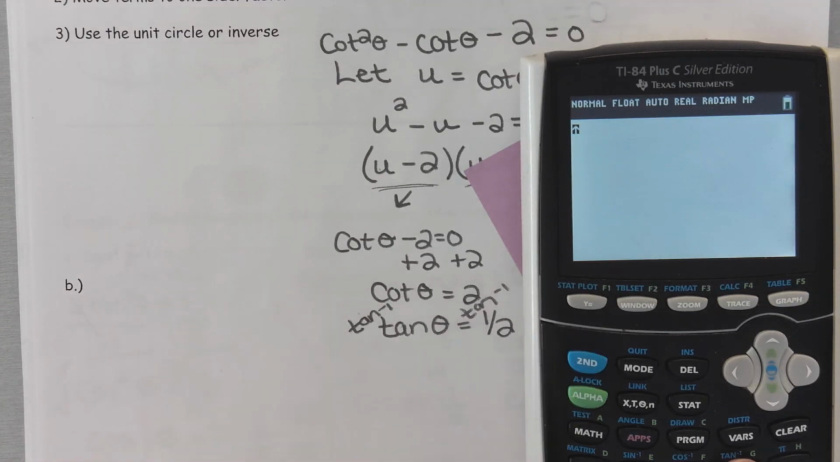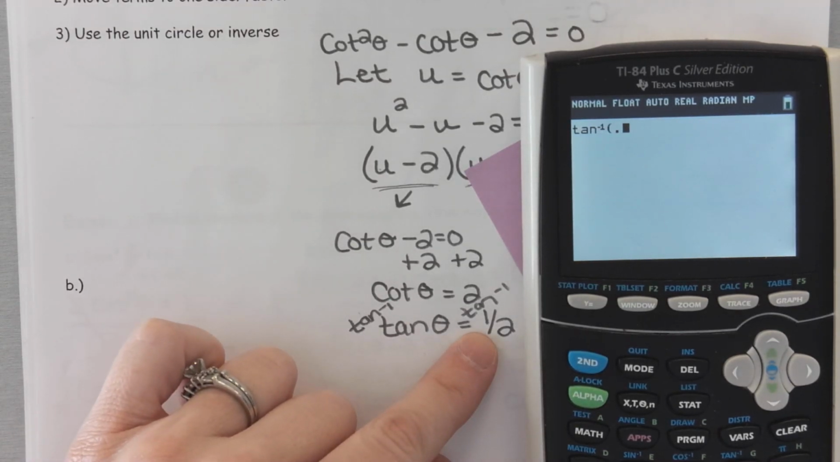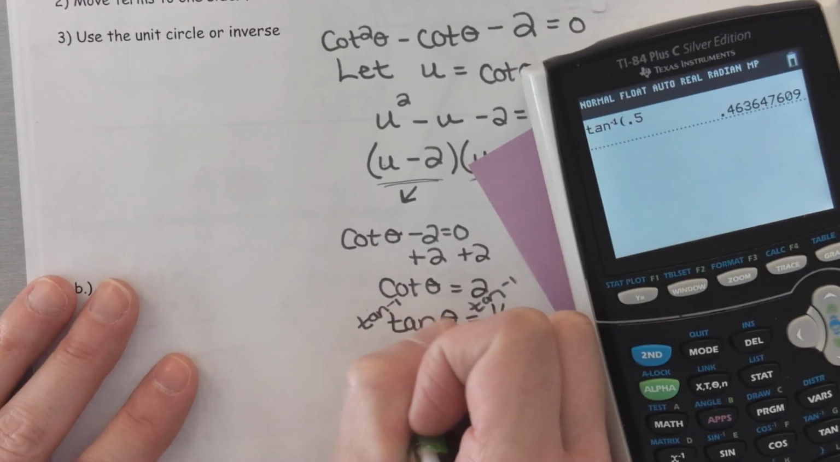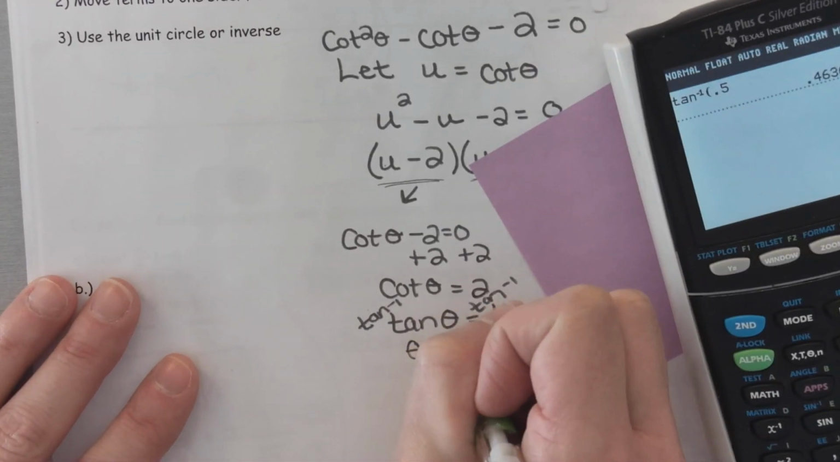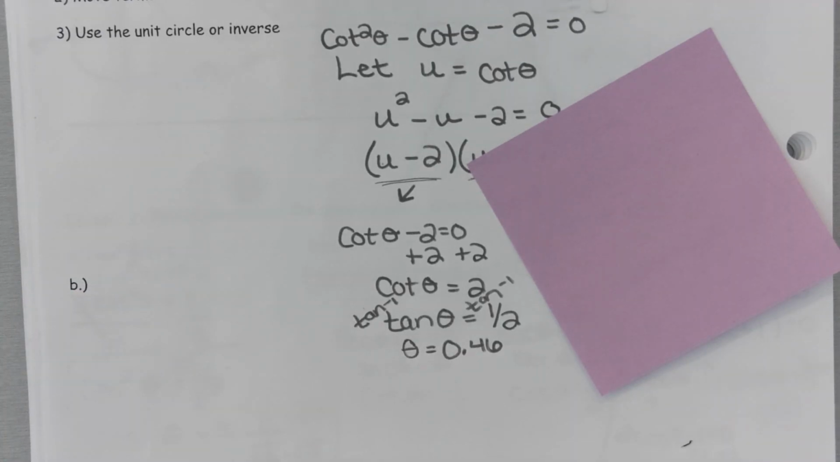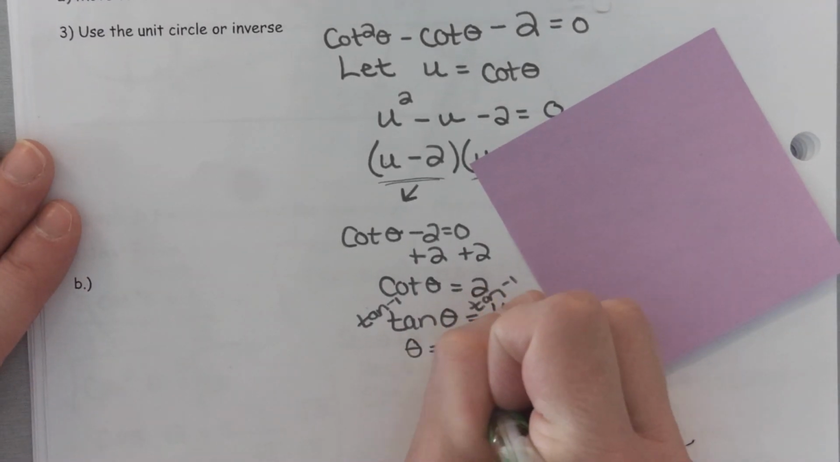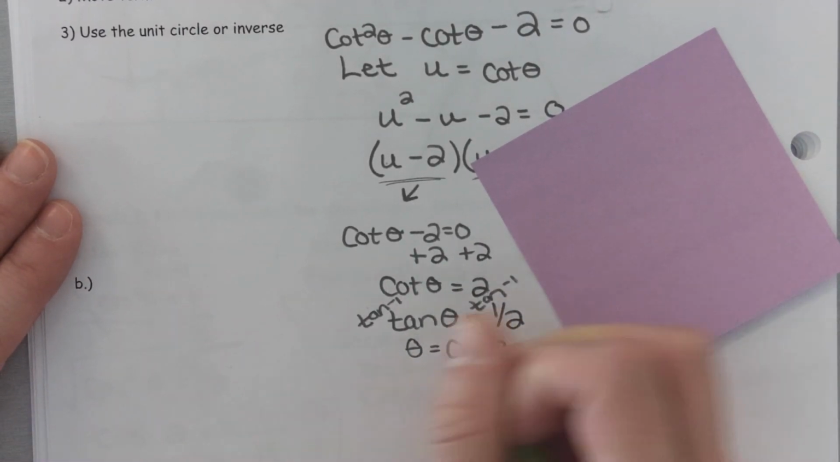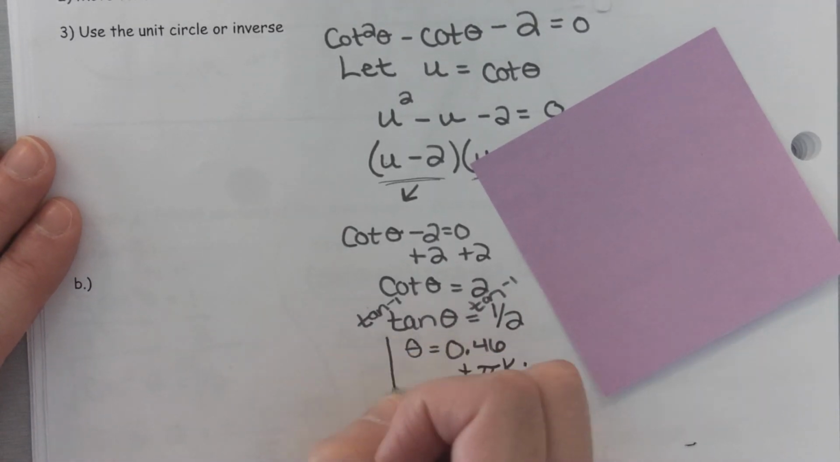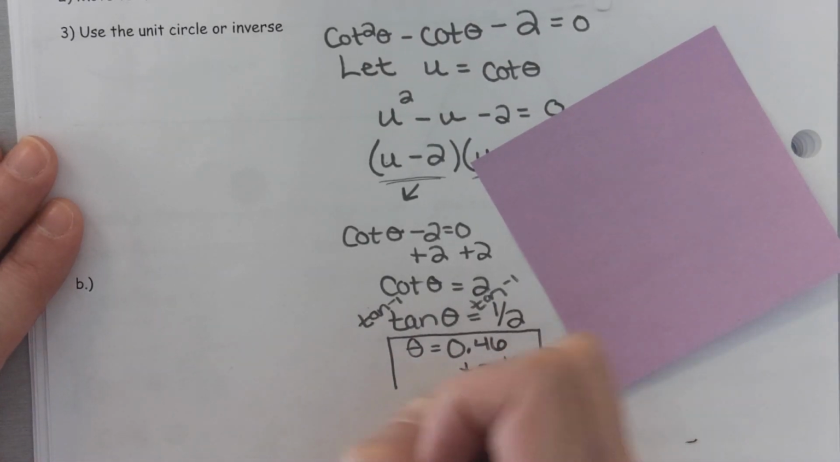I'm going to hit second tangent to take the inverse tangent of 1/2, or I'm going to type 0.5. And I get theta equals 0.46. All right, since we're going for all solutions, what should I add on to that? Ooh, careful. Plus pi k because it's tangent, plus pi k where k exists in the set of integers. Okay, so this is one of my solutions.